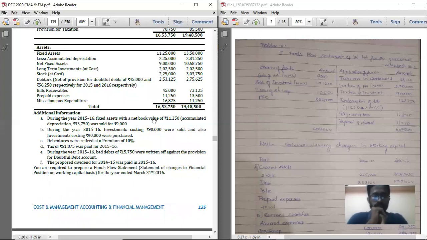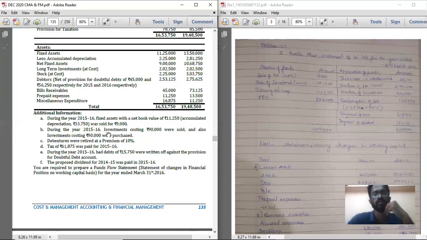Adjustments. First, during the year 2015-16, a fixed asset with net book value of 11,250 and accumulated depreciation of 33,750 was sold for 9,000. So right now the book value is 11,250. You sold for 9,000, so there is some loss. The loss should be transferred to the P&L account. The amount you received on sale should be taken to the source of funds.